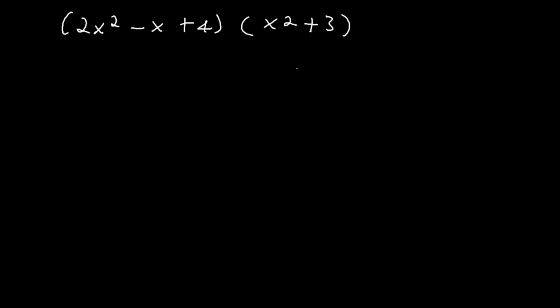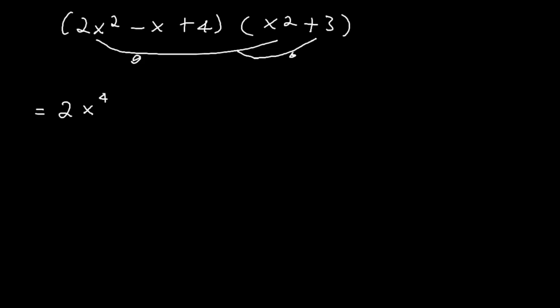So basically this format is similar to the previous problems. The only difference is that we have the trinomial over here and we have the binomial over here. So let's go ahead and distribute 2x squared times 2x to the second power. So that will be 2x to the fourth power. We add the exponents when we multiply variables.